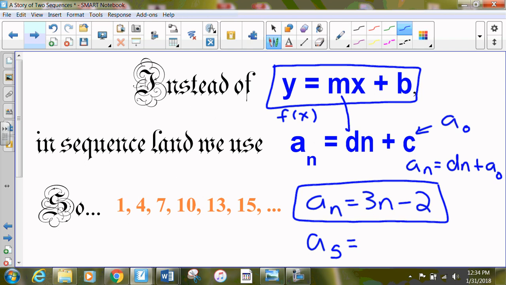The d is actually called the common difference. It's the same thing as the slope. What's going on as we move from term to term? D is your slope, and a sub 0 is the same thing as your y-intercept. A sub 0 is, hey, what's the value in your sequence when you're looking at the 0th term, the term that's right before the first term?